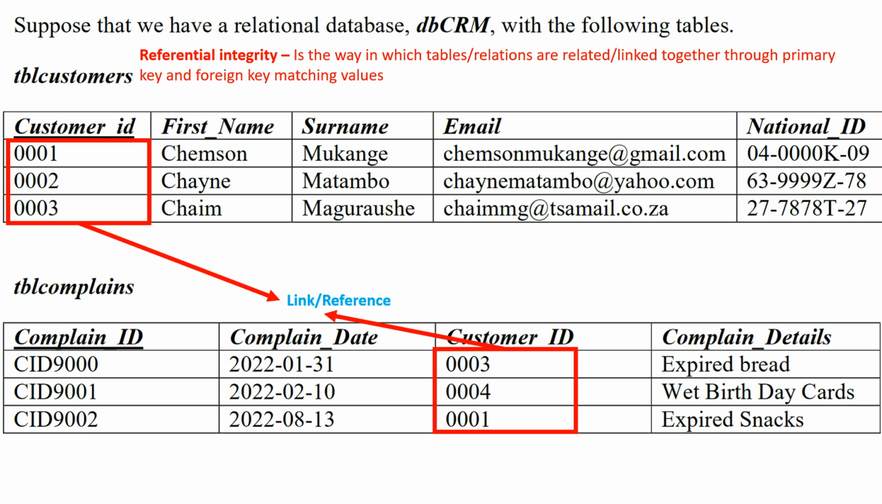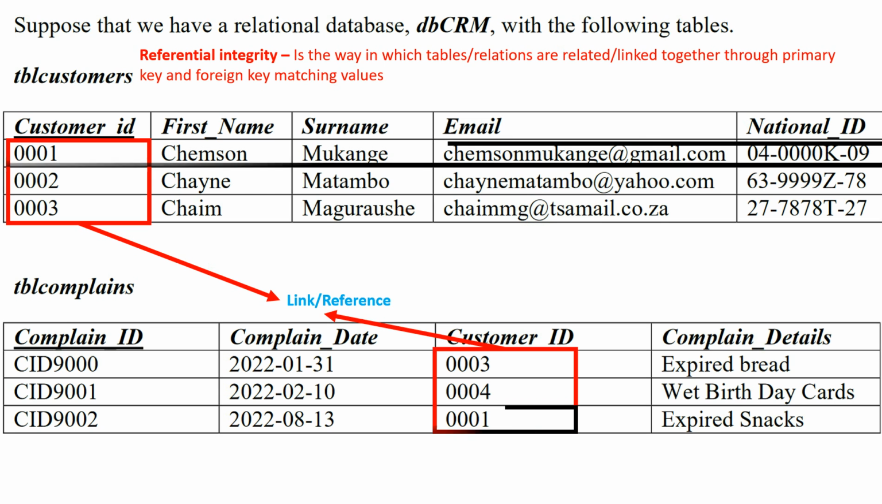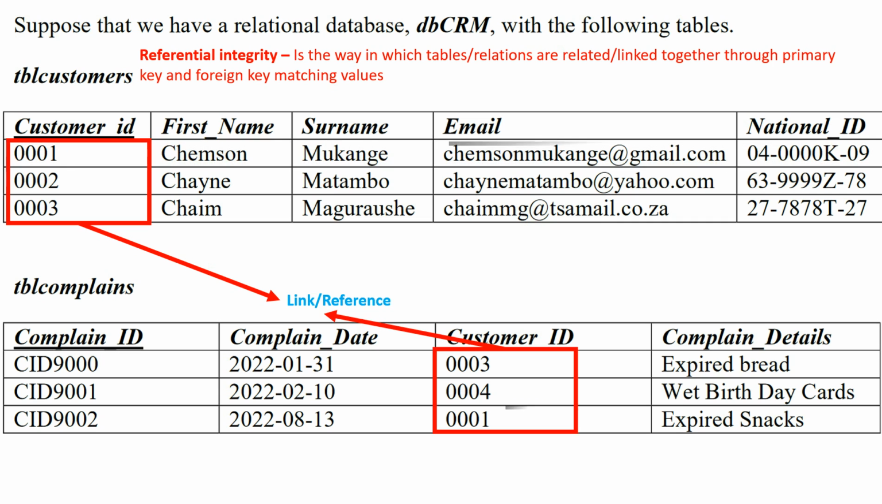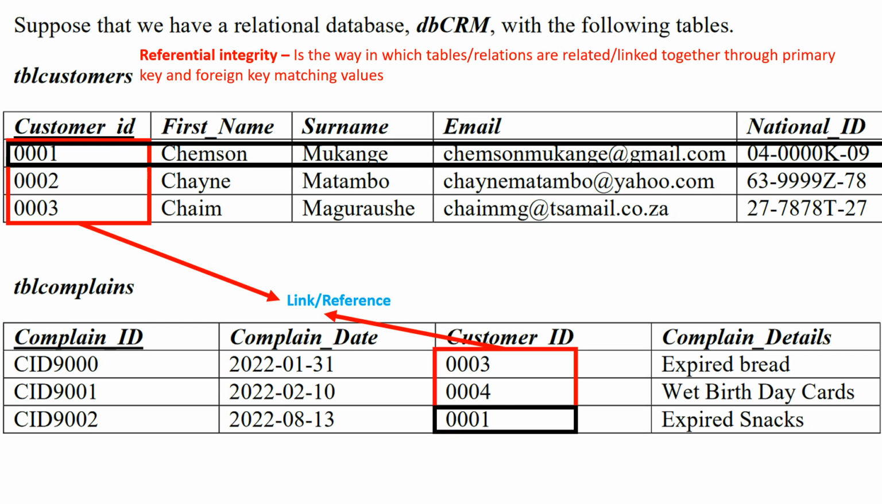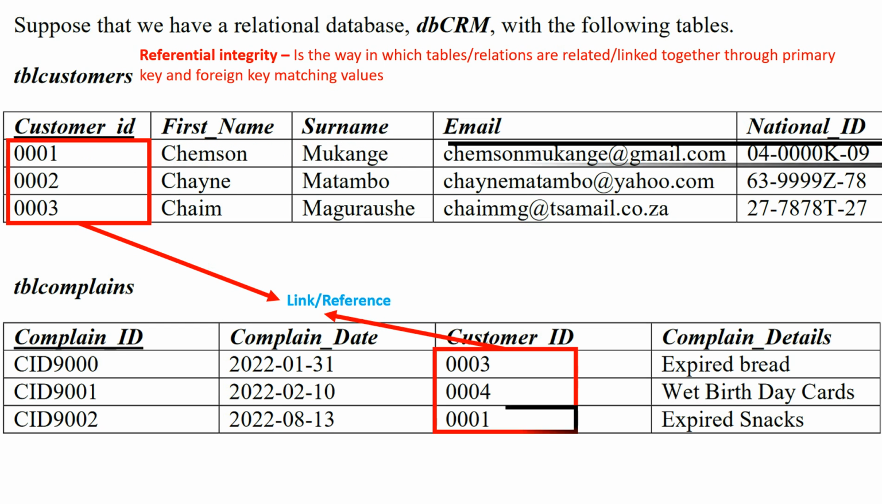But if we get the link, we can say, oh, customer with customer ID 0001 got expired snacks. And we refer back to table customers and say, who is this customer with ID 0001? And we can identify that it's Mr. Mkange who got expired snacks. He was given expired snacks. So he complained, and this complaint came on the 13th of August 2022.